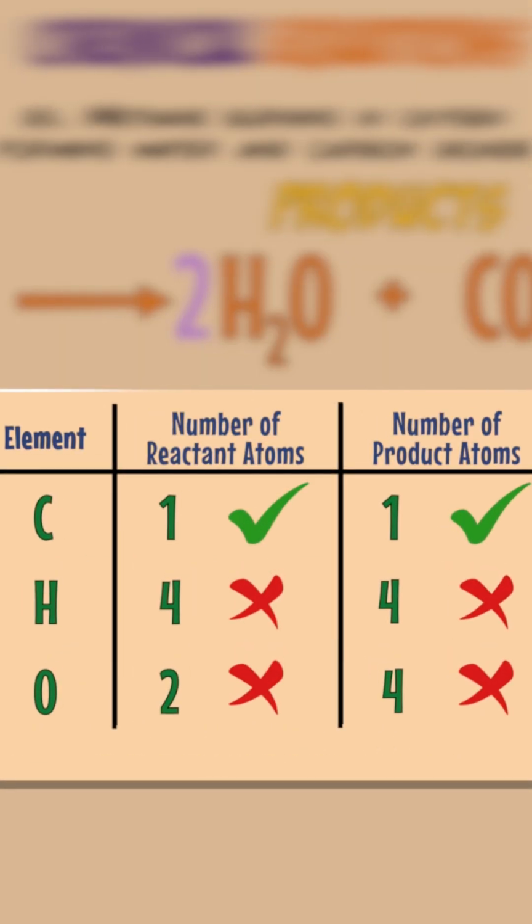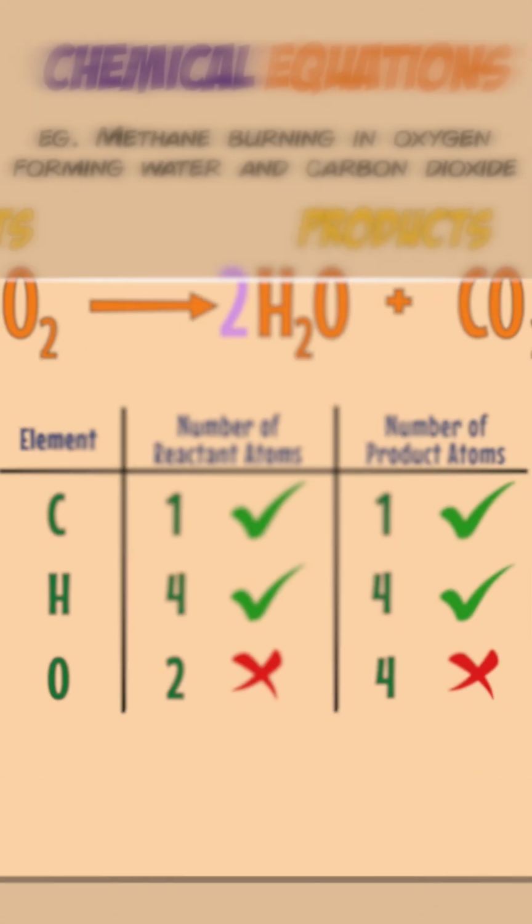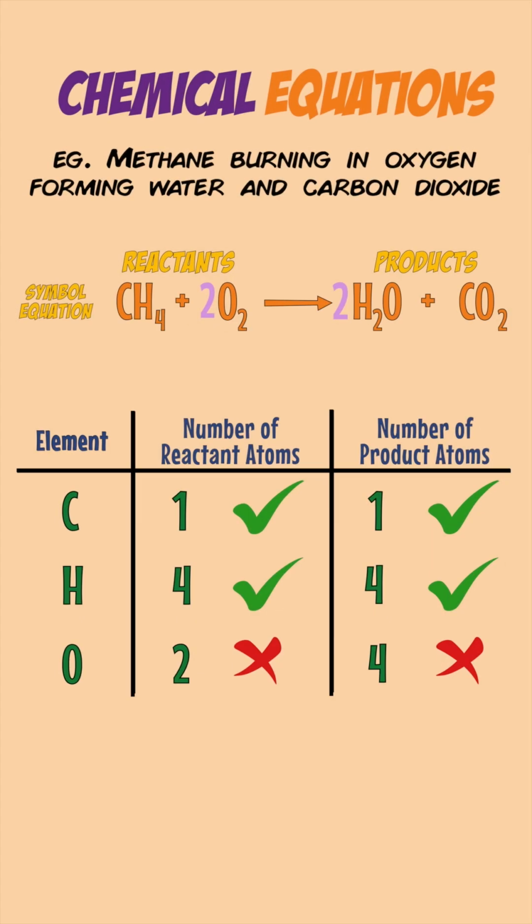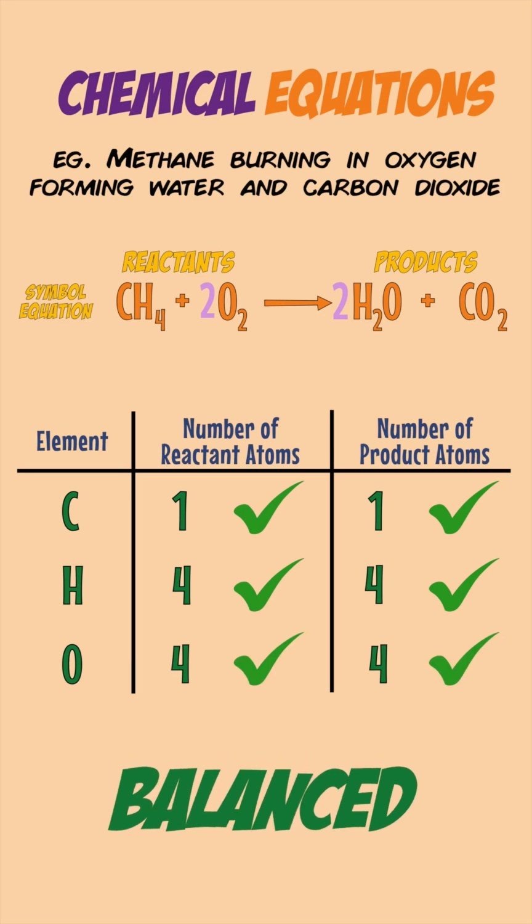So now we can see that carbon and hydrogen are balanced, but the oxygens are not. So to fix this, we can just add a 2 in front of the O2 to increase the number of oxygen atoms to 4 on the left. Now the equation is balanced.